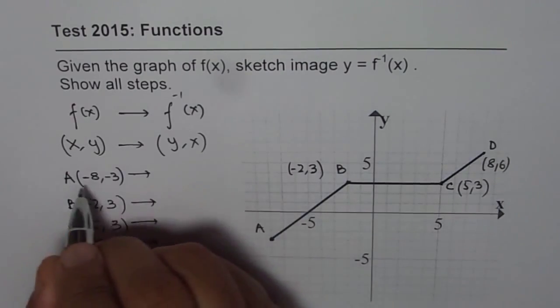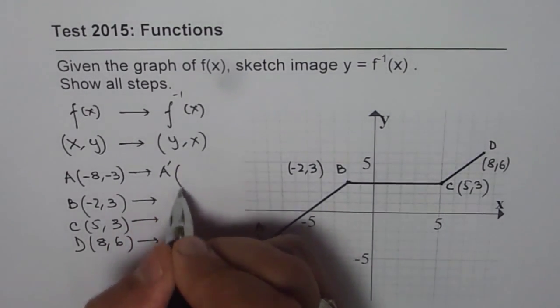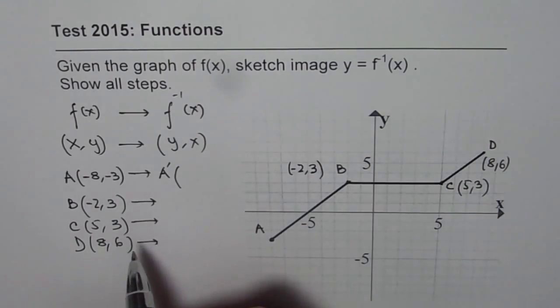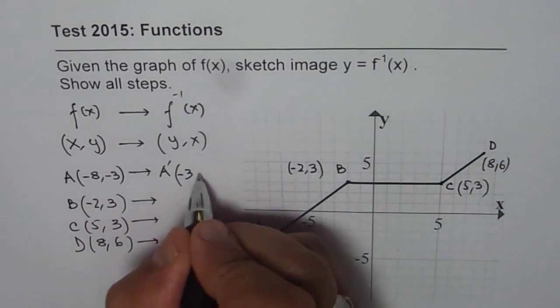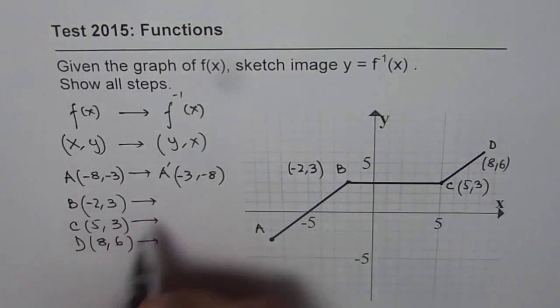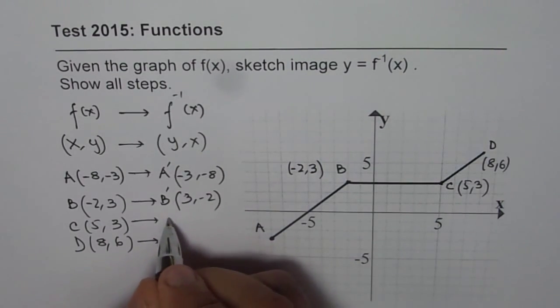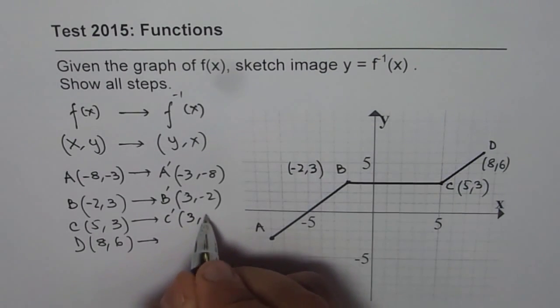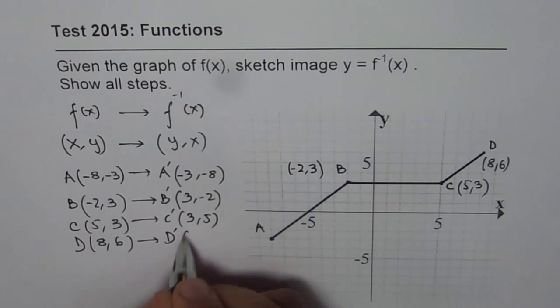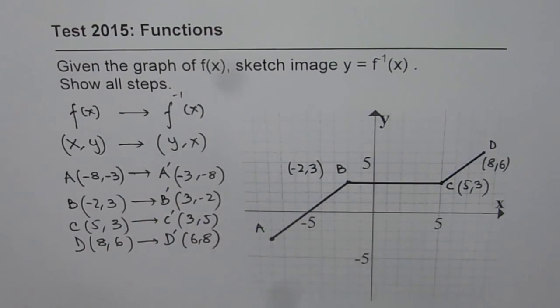Then what do we get? So we get A dash, which is on the inverse function. That should be minus 3, minus 8. So just interchange, right? So we get B dash, which is 3, minus 2, C dash, which is 3, 5, and D dash, which will be 6 and 8, right? So that is how you can get your points.